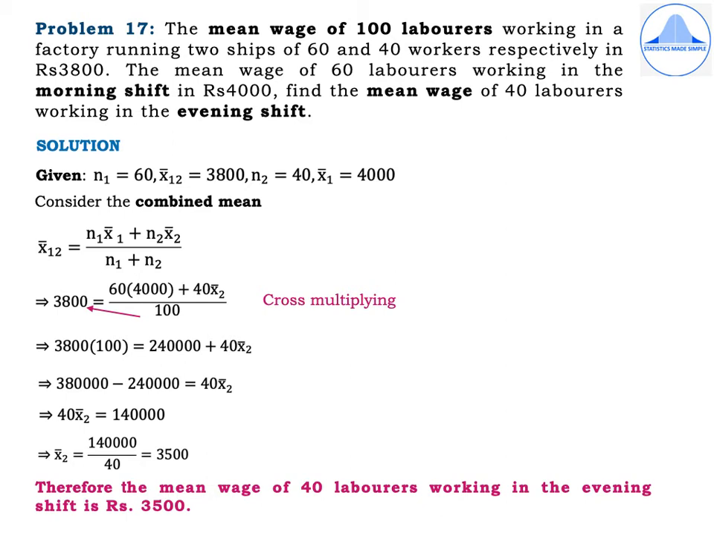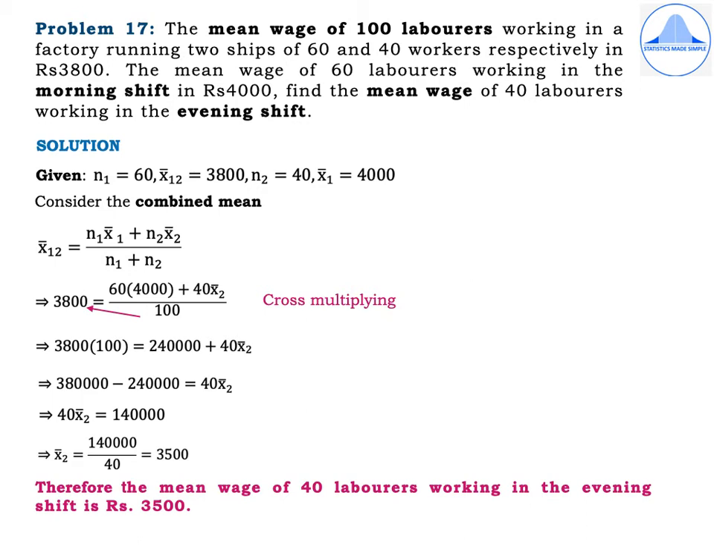So under solution, we write the data which is given to us. So given n1 is equal to 60, x bar 12 is equal to 3,800, n2 is equal to 40 and x bar 1 is equal to 4,000. Consider the combined mean. X bar 12 is equal to n1 x bar 1 plus n2 x bar 2 divided by n1 plus n2. Substituting the values, which implies 3,800 is equal to 60 into 4,000 plus 40 x bar 2 divided by 100.